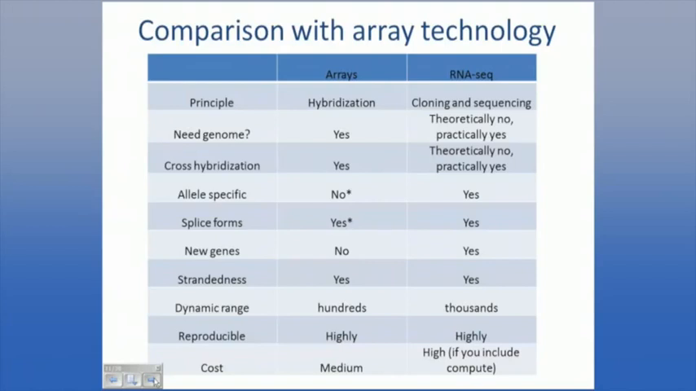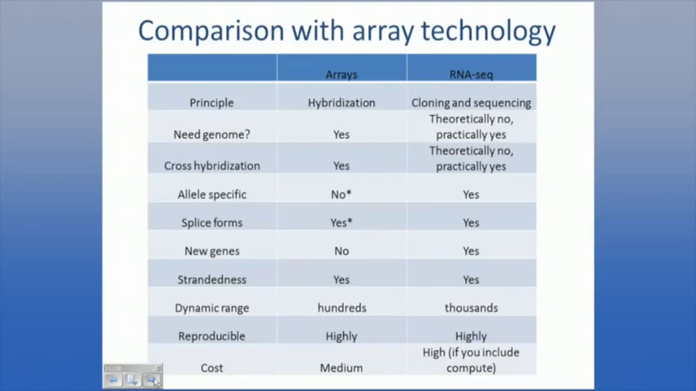Likewise, splice forms can be detected by both arrays and by RNA sequencing. However, with arrays, you need to actually tile down either the junctions or the possible junctions. Whereas with RNA sequencing, you don't need to know the splice forms de novo. Again, with arrays, you really can't detect new gene entities that you have not put down on the array, whereas sequencing doesn't require you to know what's there a priori. And both technologies can accomplish strandedness.